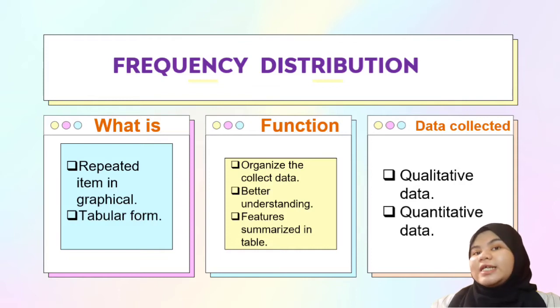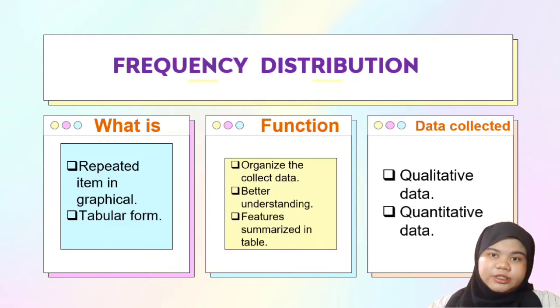On this beautiful day, I will present about the frequency distribution. But before we start this presentation, what is meant by frequency distribution? A frequency distribution is the frequency of repeated items in a graphical or tabular form. It provides a visual display of the frequency of an item or shows the number of times it occurs.